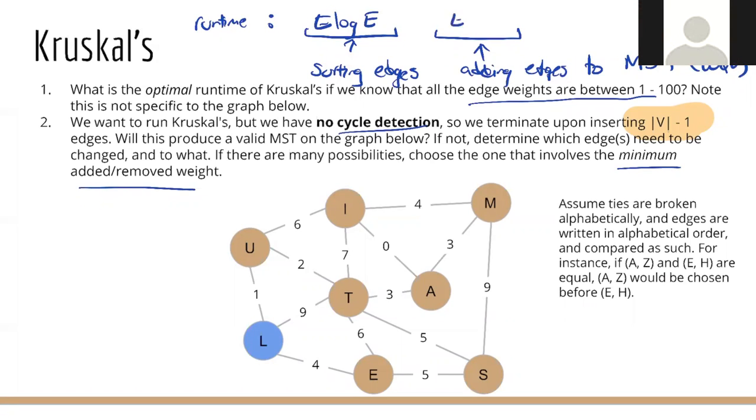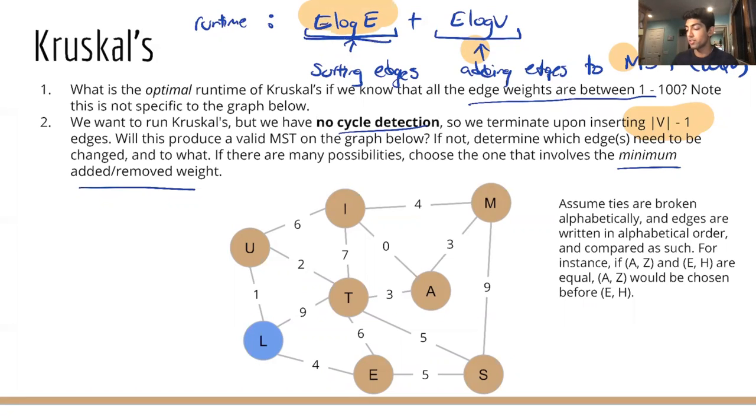So this actually comes out to E log V, but when we take the sum of these two components, we notice that the first one dominates, right? Because E log E is always going to be bigger than E log V in any graph that's not just a tree, right? We can usually think that this one is bigger, so we write the runtime of Kruskals as big O of E log E.